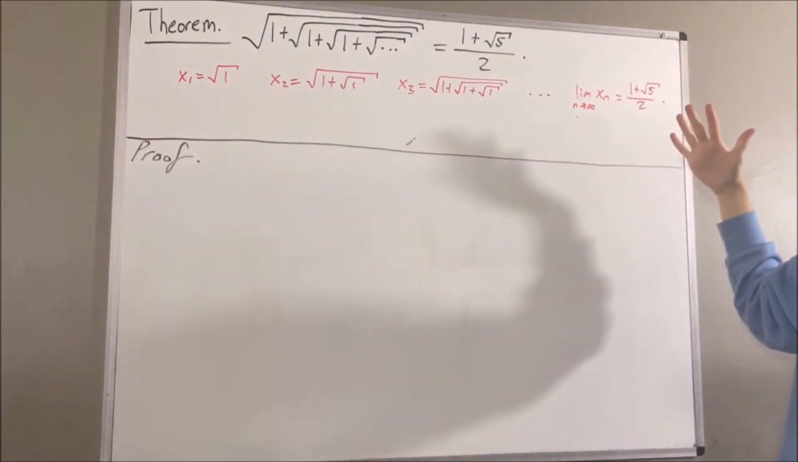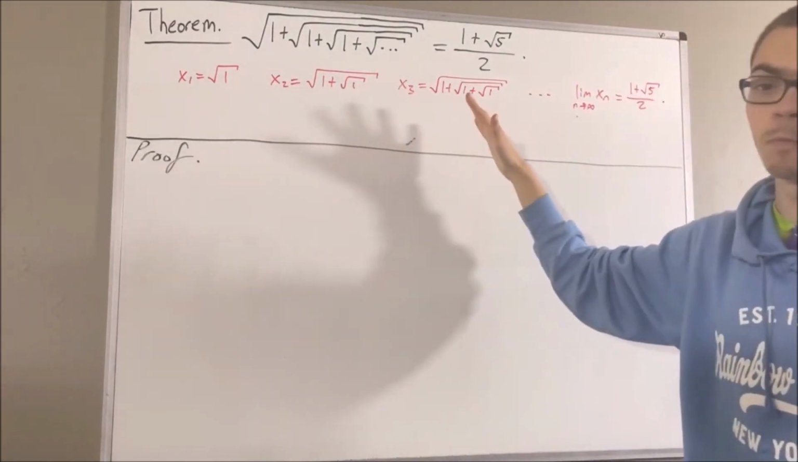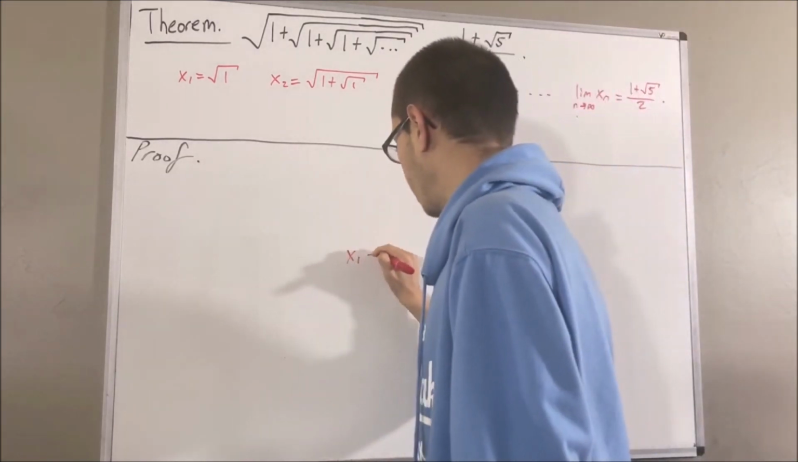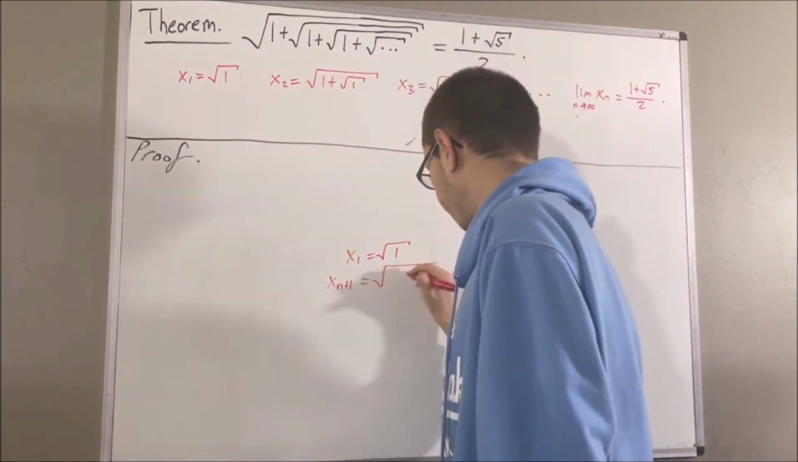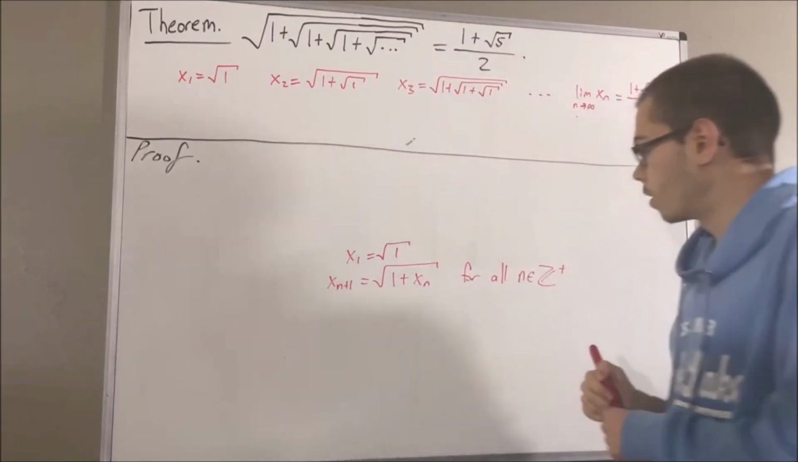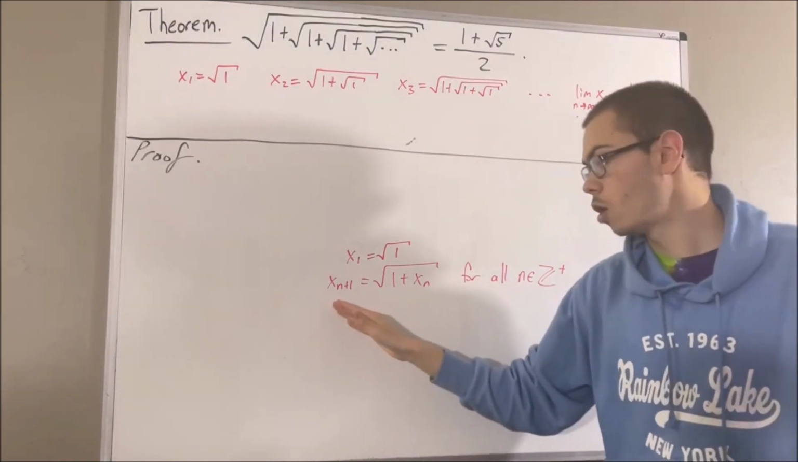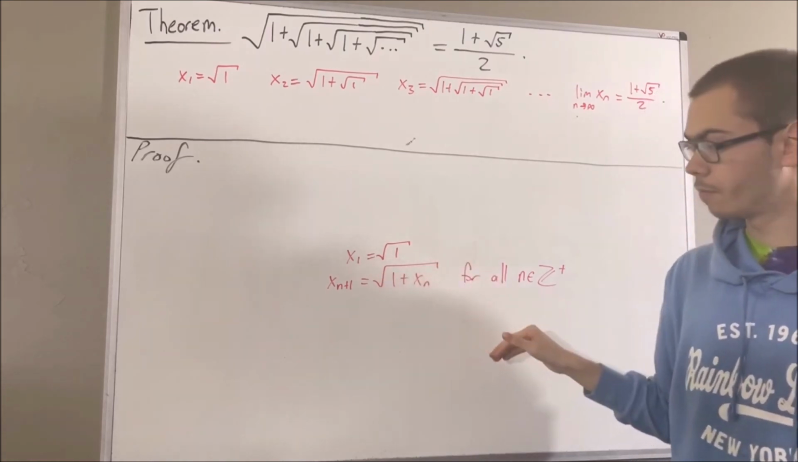Now, we can talk about what this sequence is more carefully by defining it recursively. So again, the first term of our sequence is the square root of 1. Also, if we're given any term of our sequence, then to compute the next term, all we have to do is add 1 to this and then take the square root.